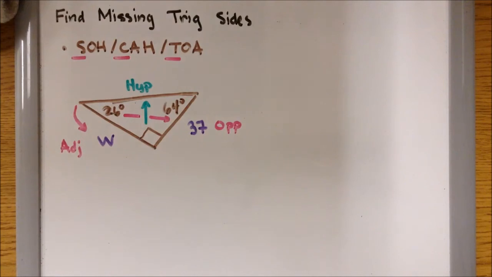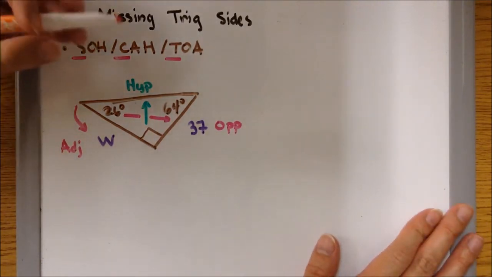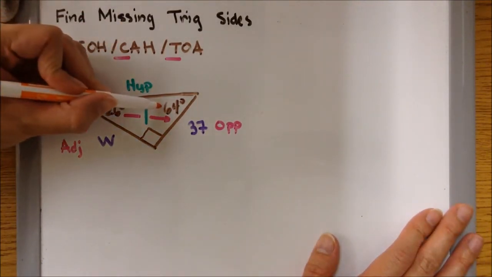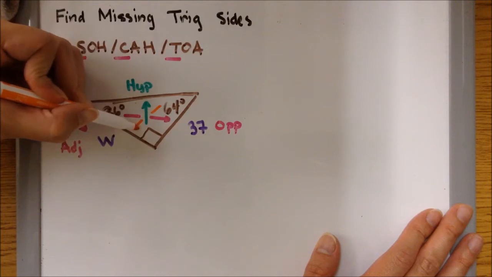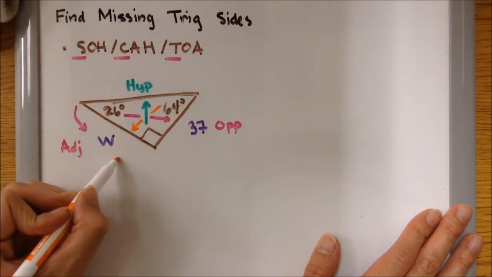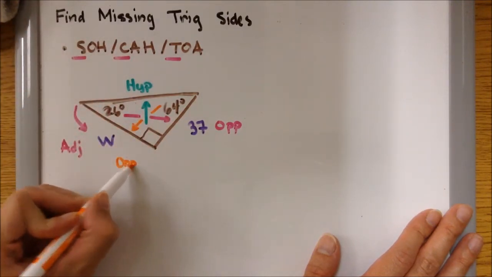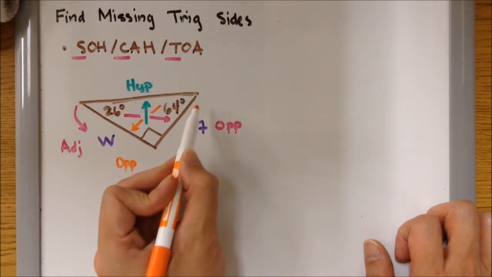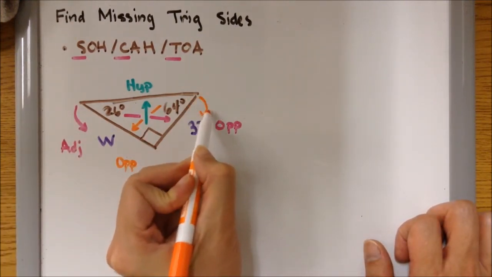But if I choose to use the 64, it doesn't matter which one you use as long as you set it up correctly. So say I use the 64. What's across from the 64 is the W, so I'm going to write opposite. And then what's next to the 64 is the adjacent.